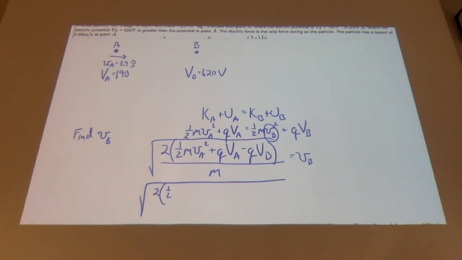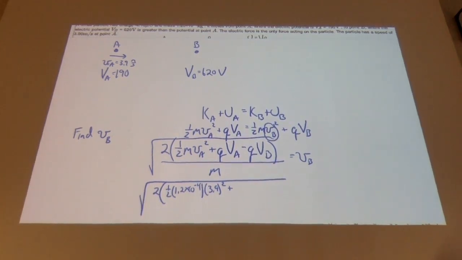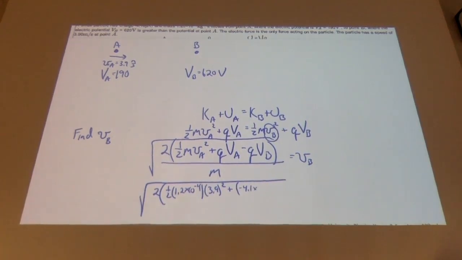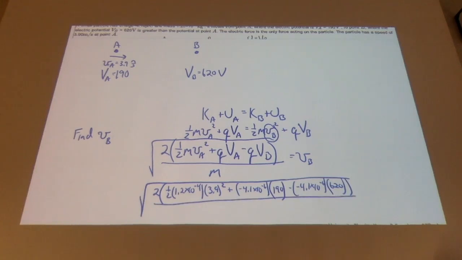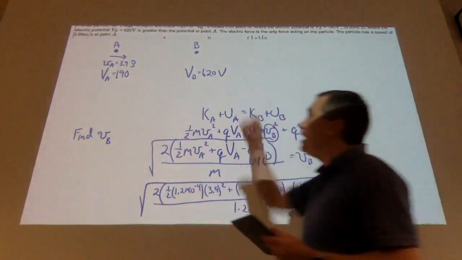So the mass, they said, was 1.2 times 10 to the minus 4 kilograms. The velocity at A is 3.9, so it's 3.9 squared, plus, and let's be a little careful here, that's a negative charge, so minus 4.1 times 10 to the minus 6, to convert that to coulombs, times the potential at point A, which was 190, minus a minus 4.1 times 10 to the minus 6, times 620. Make sure we get all of that inside those brackets and divide by the mass, which is 1.2 times 10 to the minus 4. All of that equals the velocity at point B. And it should be 6.68 meters per second. It's sped up.